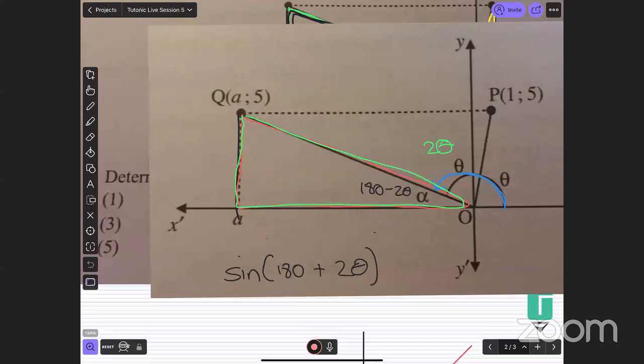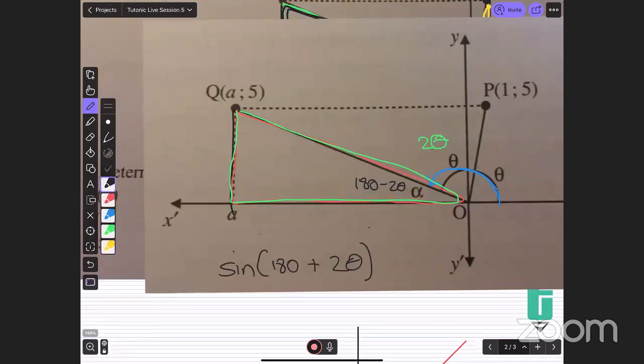So we use the triangle. Sine 2 theta is going to be opposite, which is 5. Do you agree? 5 over hypotenuse, which is OQ. Okay, right. And then we're saying that's sine 2 theta. You guys agree?